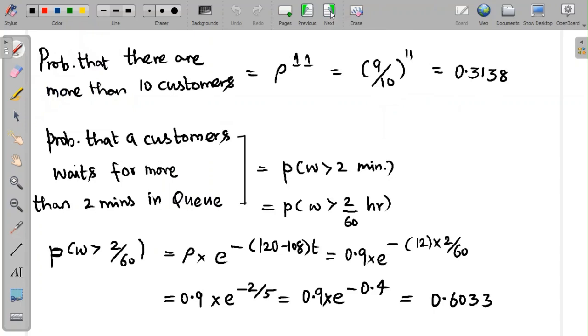And the probability that a customer waits for more than 2 minutes in the queue. And we know that this is expressed using rho and the exponential distribution. So it is rho times e to the power of minus of 120 minus 108. So that's 0.9 times e to the power of minus 4. That comes to 0.6. So the probability that a given customer waits for more than 2 minutes in the queue is 0.6.